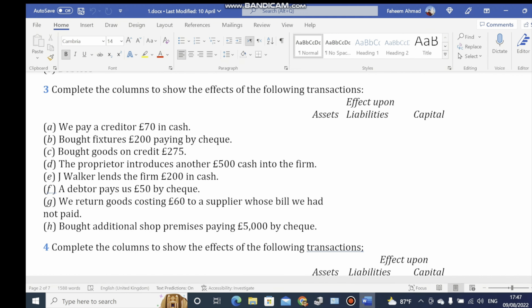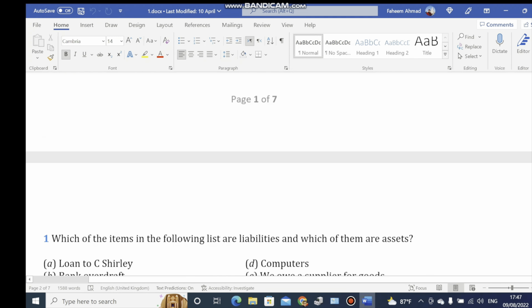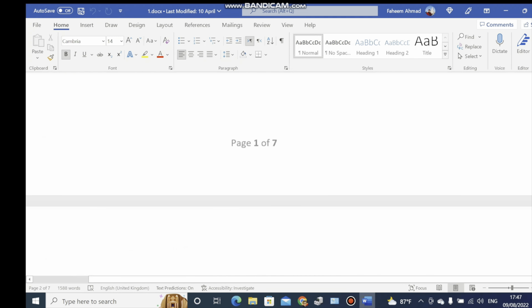So let's start. I am going to start with question number 3, but before that, a quick recap from the last lesson. In the first lesson, we discussed the accounting equation. The accounting equation is assets equal liabilities plus capital. So today we are going to learn the rules of debits and credits for assets, liabilities and capital.